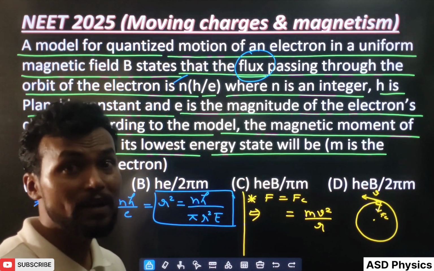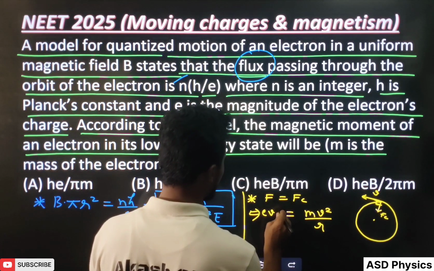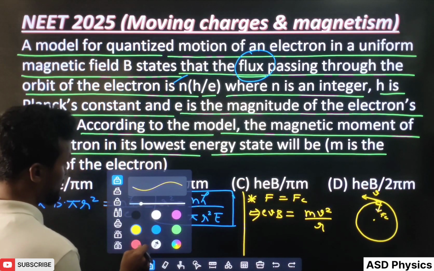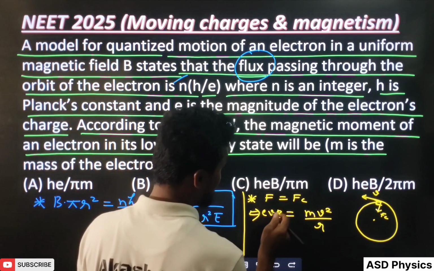And the force in the magnetic field is how much? QVB. What is this, students? QVB, so I can write here EVB. Is it QVB? Charge into velocity into magnetic field. So I can write here EVB. Okay, EVB, that I have told before also.